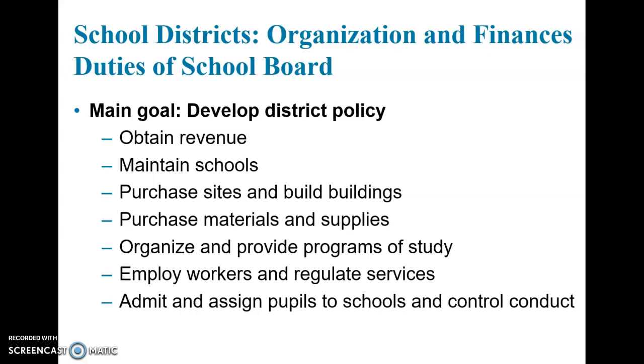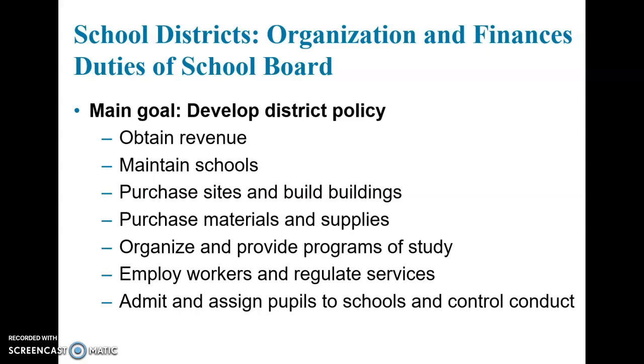Powers and duties of the school board vary from state to state. The school board's major function is the development of policy for the local district, policy that must be in harmony with both federal and state laws. Powers usually include the power to obtain revenue, maintain schools, purchase sites and build buildings, purchase materials and supplies, organize and provide programs of study, employ necessary workers and regulate their services, admit and assign pupils to school, and control their conduct. Some duties of the school board are mandatory, whereas others are discretionary.